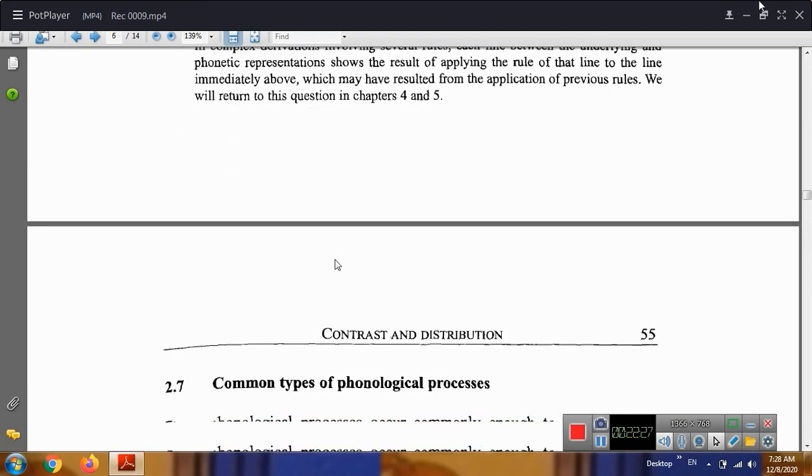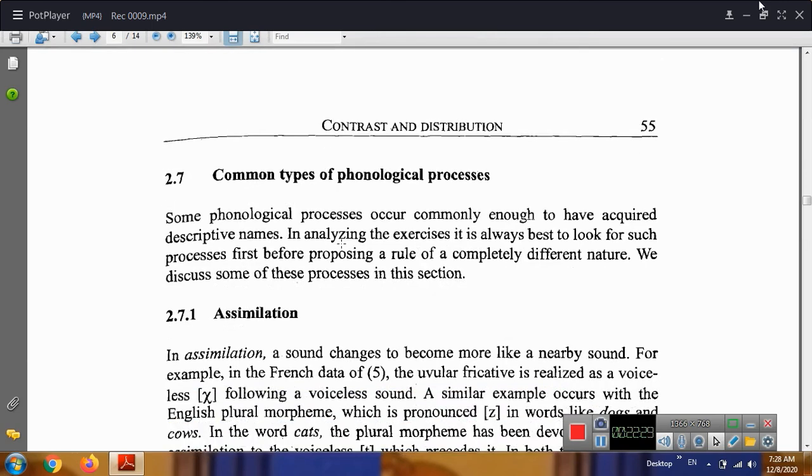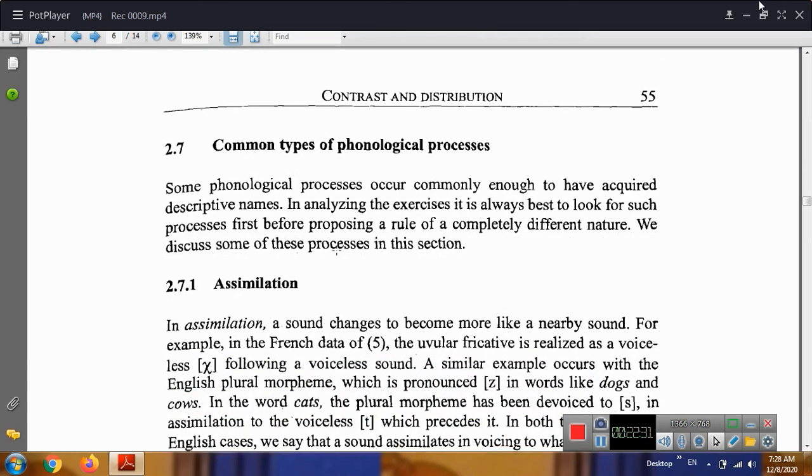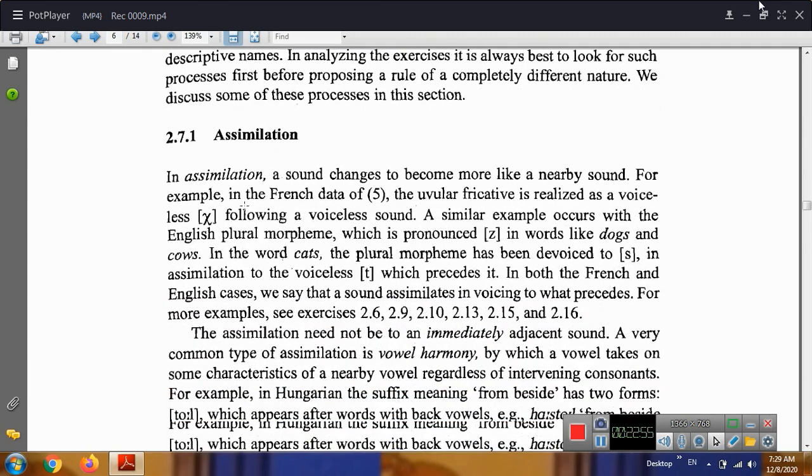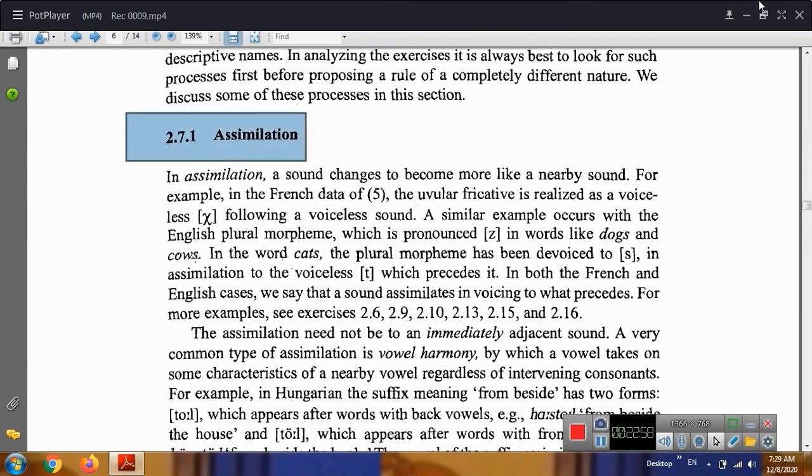The rule order is not important. I should remind it again. Other common types of phonological processes are described in this way. Some phonological processes occur commonly enough to have acquired descriptive names. In analyzing the exercise, it is always best to look for such processes first before proposing a rule of a different nature. We discuss some of these processes in this section.